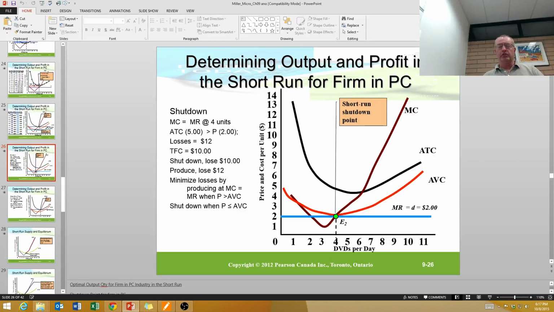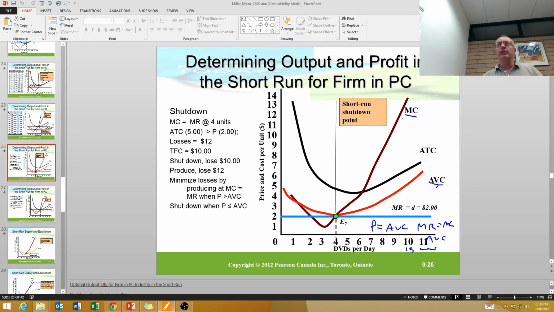Okay, so this illustrates the same thing, that the shutdown point corresponds to the point where price equals average variable cost. And again, that's also the point where marginal revenue equals marginal cost when average variable cost is minimum. Why is it minimum? Because that's the point of intersection of the marginal cost and the average variable cost curve. The marginal cost curve intersects the average at the minimum points.